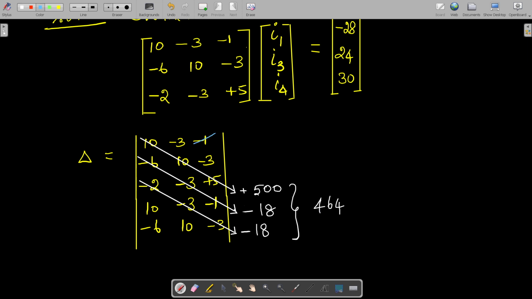When you go for the other side, here we draw these 3 lines again, but we put minus here.